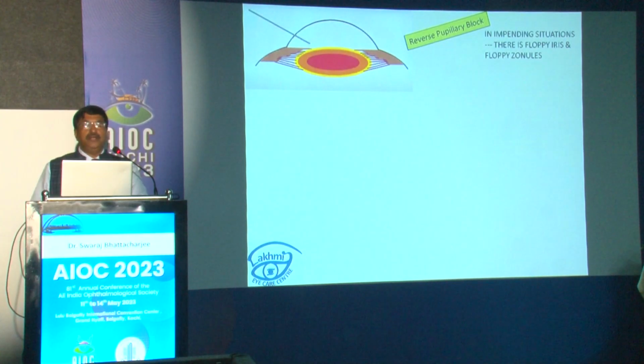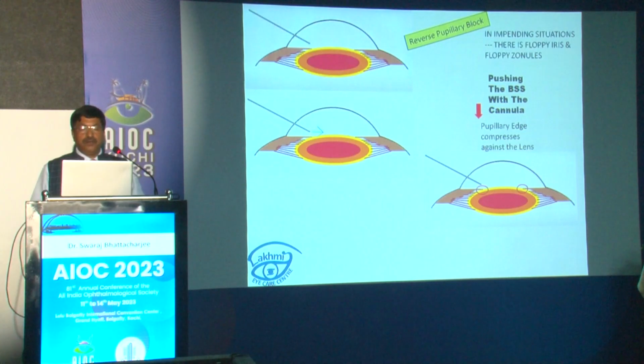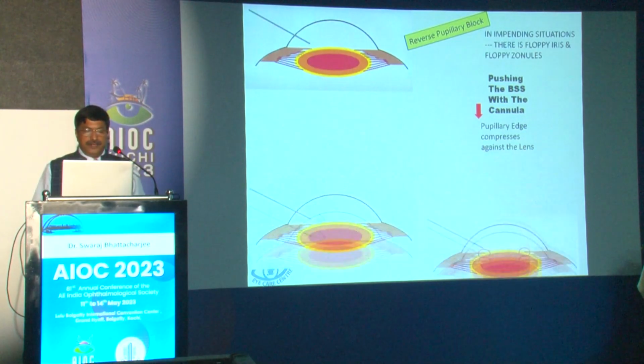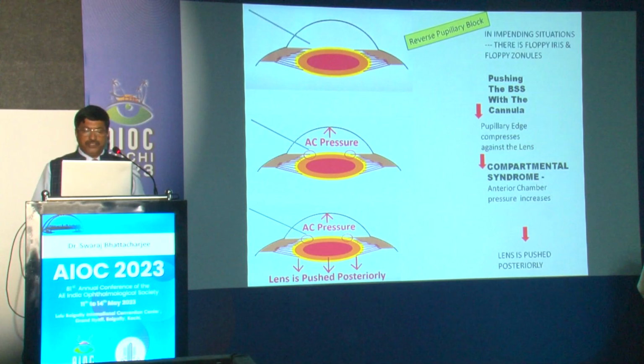And just contrary to it, we have reverse pupillary block, where in some situations there is a floppy iris and floppy zonules. Now, pushing the BSS with the cannula, the pupillary edge compresses against the lens. There develops a compartmental syndrome. The anterior chamber pressure increases, which makes the lens be pushed posteriorly.